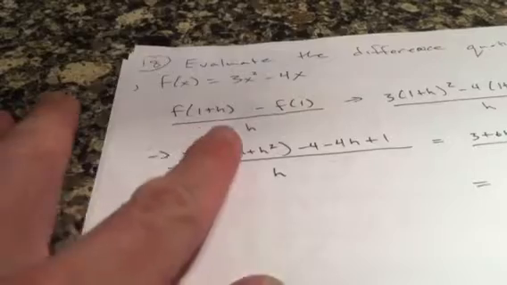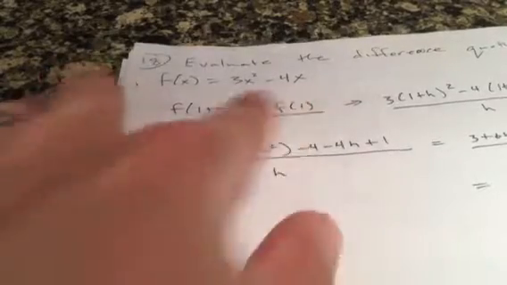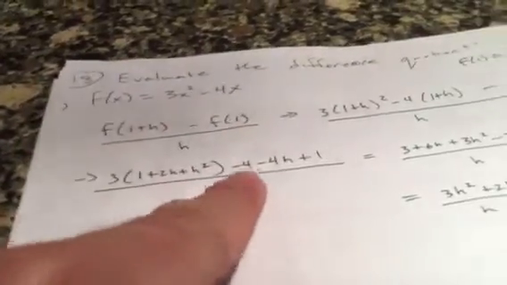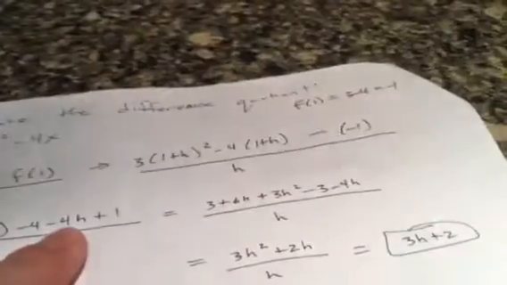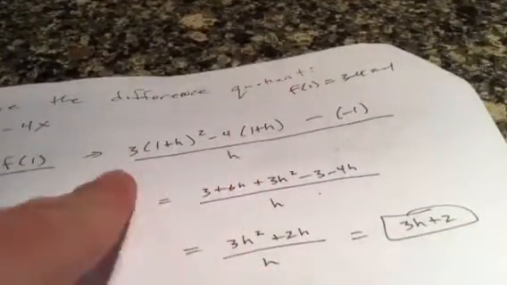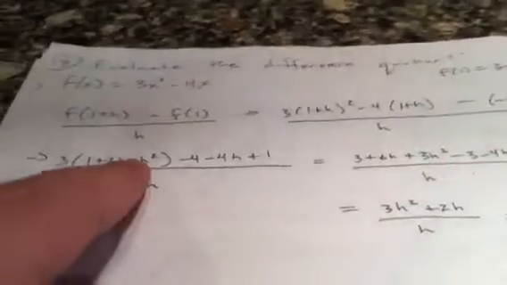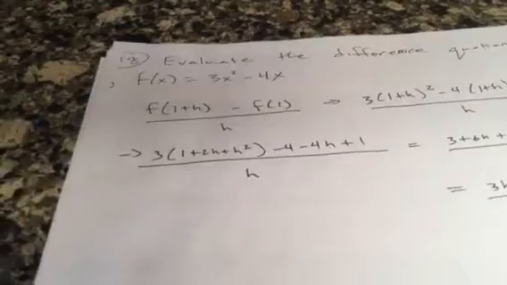F of h plus 1 means you plug h plus 1 in for x, both those parts, right? So that's the first part. Then minus f of 1, so plug 1 in for x, you get negative 1. To subtract a negative is to add. I did a little distribution there.